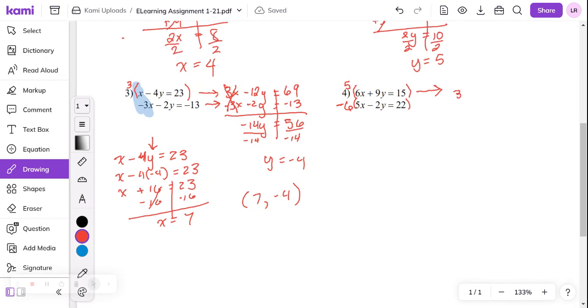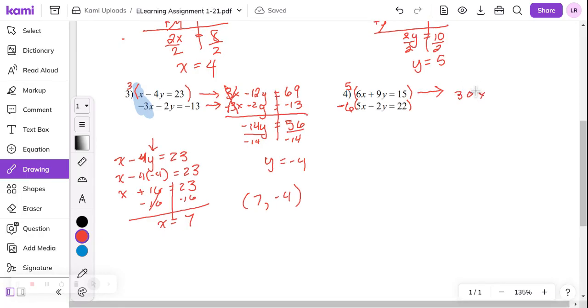30x. Ooh, my writing's all weird. 5 times 9y is 45y. And 5 times 15 is 75. Okay, on the bottom, everything by negative 6, so it'd be negative 30x. It'd be positive 12y. And negative 6 times 22 is negative 132.